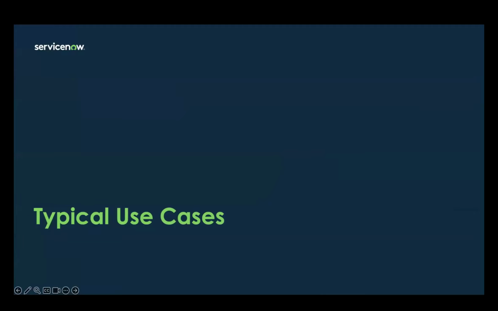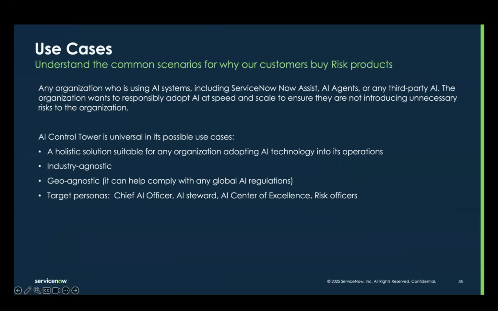So let's look at some typical use cases, just as an example. Before I jump into this, a very simple point: the AI Control Tower is not an industry or geo-specific solution. Because AI is agnostic, so is AICT. It's ideal for any organization adopting AI in its daily operations and getting the most value from its deployment.